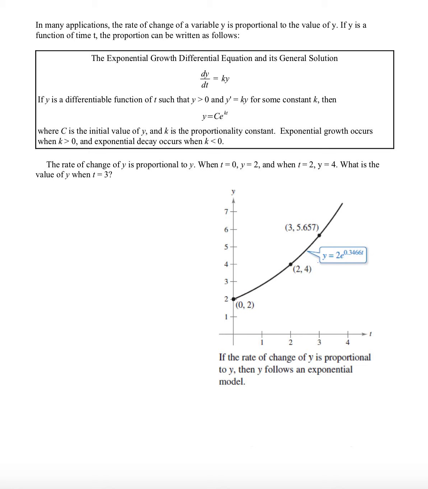In many applications, the rate of change of a variable y will be proportional to the value of y. If y is a function of time, t, then the proportion would be written like this: dy over dt equals some constant of proportionality k times the value of the variable y. What we'd like to do now is find the general solution of this differential equation.